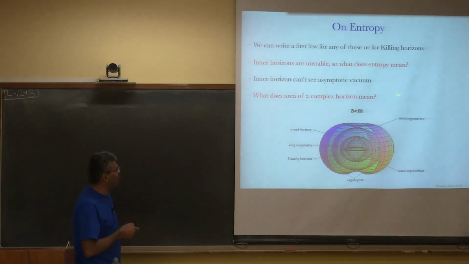So what can I tell you about entropy? Not very much, but I'll give it a go. We can write the first law for any of the horizons we've encountered, including the complex horizons and these Killing horizons. The inner horizons are unstable, so it's not clear whether we should think about these first laws as really describing that of an entropy. In particular, the inner horizon can't see the asymptotic vacuum, so it's not clear how this would be an entropy. But let's push forward. And we don't know what the area of a complex horizon even means.